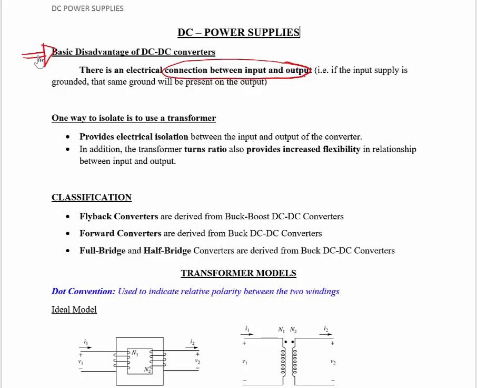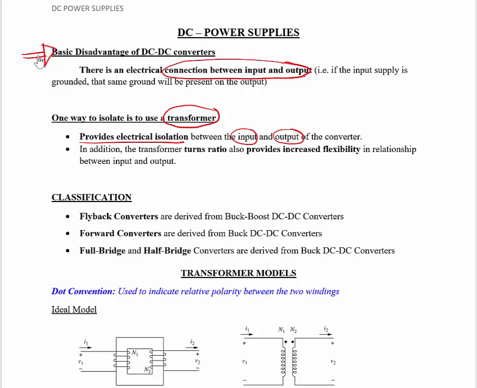One way to solve this problem is to use the DC power supply. And what do we use to solve this particular problem? We make use of the transformer in the DC power supply to create an isolation between the input and the output. So using the DC power supply provides us with the electrical isolation that we need between the input and the output of the converter. So that's the first thing.